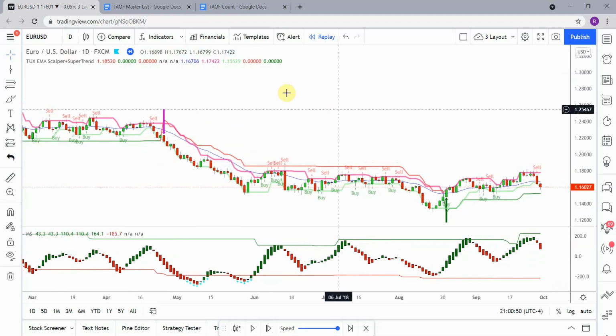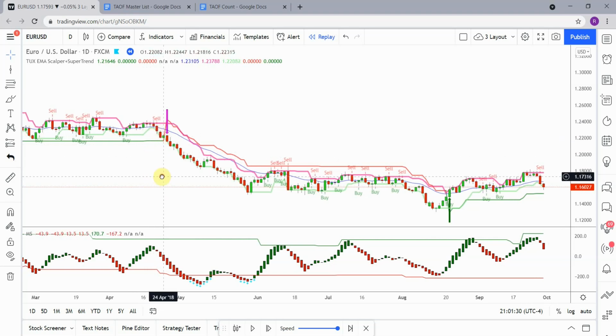What we're looking for is the Tux EMA to give us either a sell or a buy signal. Once it gives us a sell or a buy signal, we're going to look down to the MS indicator, and we are going to see if a sell signal coincides with a red candle down here on the MS, or if it coincides with a green candle with a buy. If it does, a green candle with a buy, then we are going to go long. If it has a red candle with a sell, then we are going to go short. The stop is going to be 10 pips beyond the signal candle.